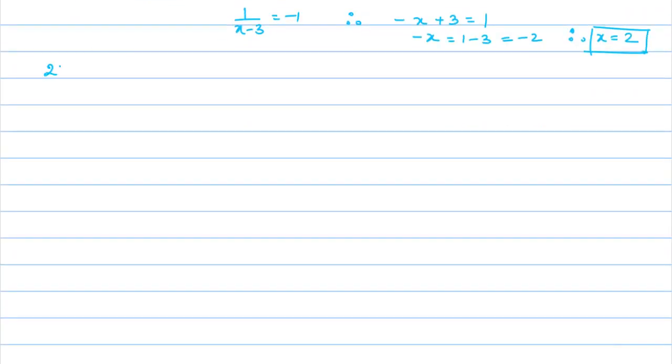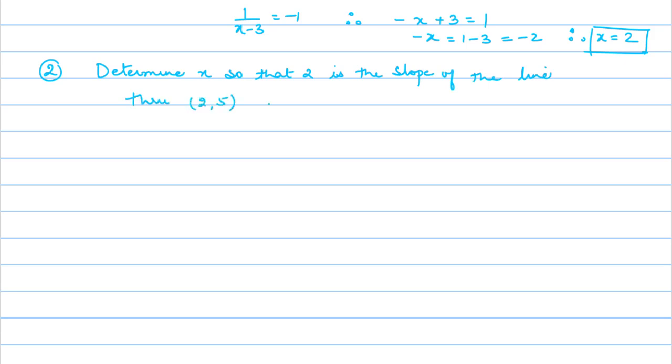We take the other one. Determine x so that 2 is the slope of the line through (2, 5) and (x, 3). This is a straightforward question. We have to determine x so that 2 is the slope of the line joining these 2 points.